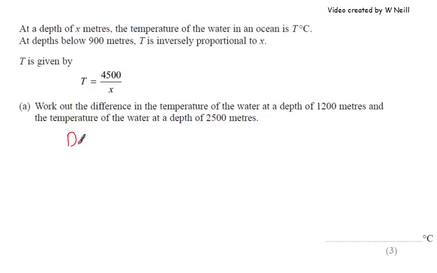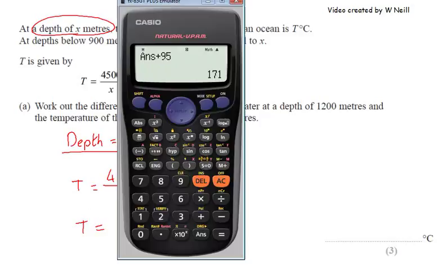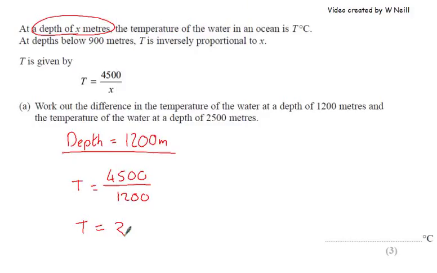The first one is a depth of 1,200 meters. Let's work this out. So they're saying that x meters is the depth. I'm just going to plug this in, and the temperature is equal to 4,500 divided by 1,200. So the temperature is equal to 3.75 degrees centigrade.